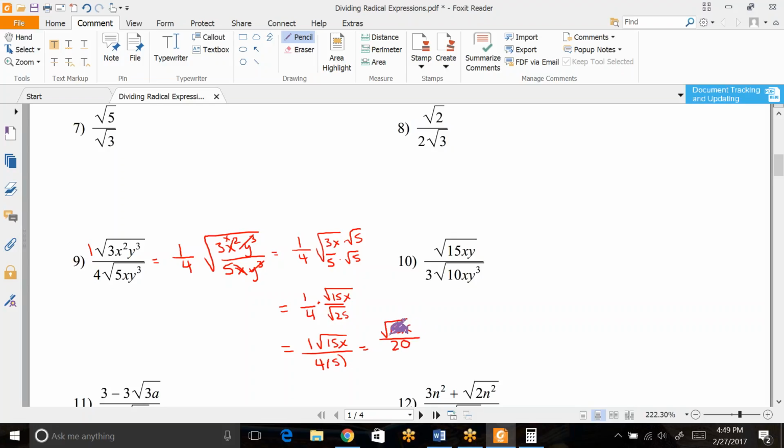Now check a couple things. This is in a radical, this is not. So you cannot reduce the 15 and the 20 because they're not in the same state. One's under a radical, one is not. The 15 has no perfect squares that go into it, so it's staying under the radical. And x is to the first power. This is a square root. Remember, as long as this power is smaller than the root, you are good. So this is the final answer.